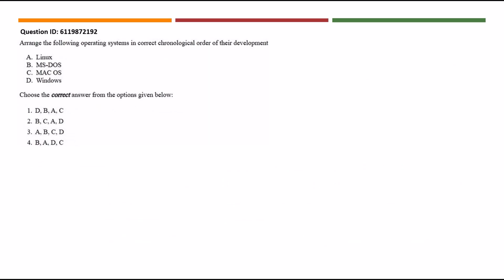Next question, arrange the following operating systems in correct chronological order of their development. The options are either ending with Mac OS or with Windows, but not with Linux. As per development, Linux comes after Windows. This is the main problem for which many of you challenge this particular question. We will clarify the confusion here.